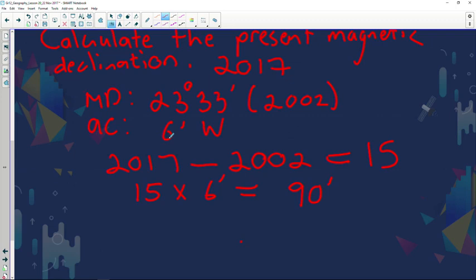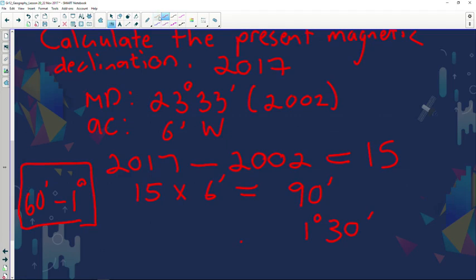Now remember, 6 minutes. 90 minutes equals how many hours and minutes? Put it this way: 60 minutes equals 1 degree. So 90 minutes is going to equal what? 1 degree and 30 minutes. How did I manage to get that? Because if you take 90 and you subtract 60, because 60 minutes equals 1 degree.